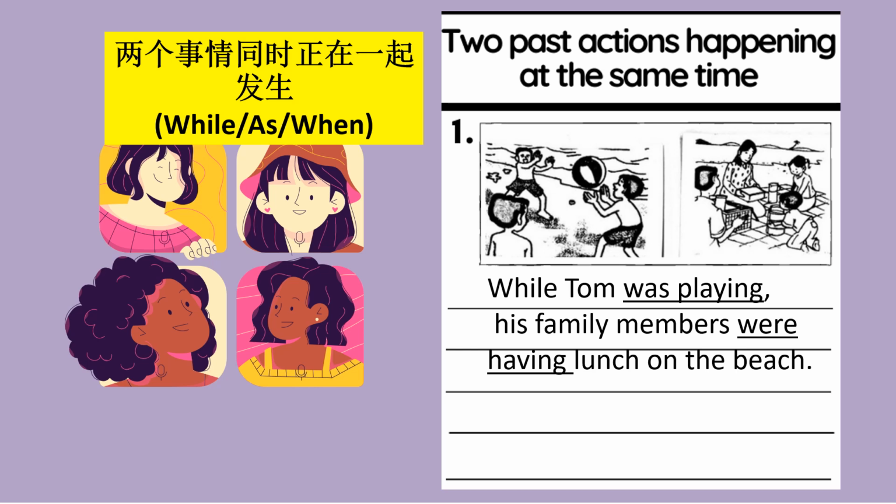Okay, so check and see, was playing. Why use was? Because Tom. And were having. Having means 吃. Why use were? Because you're talking about family members. 家人就很多个, so use were. Okay, so read the sentence and write now. While Tom was playing, his family members were having lunch on the beach.